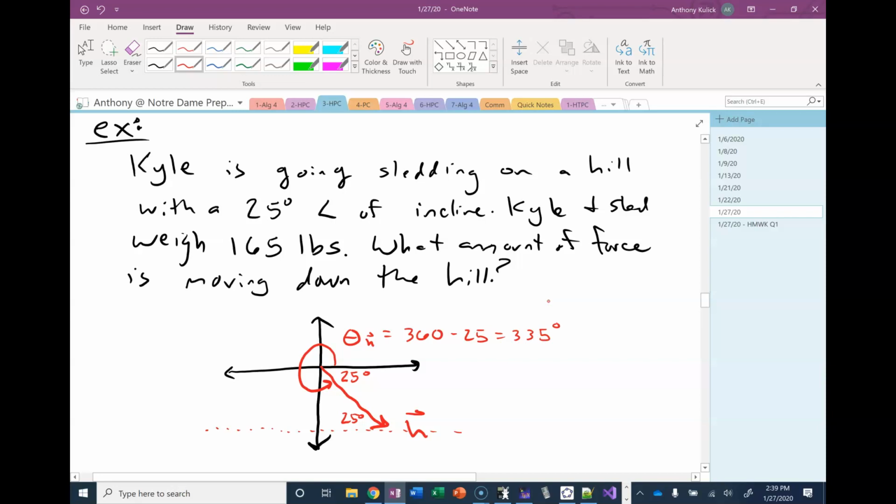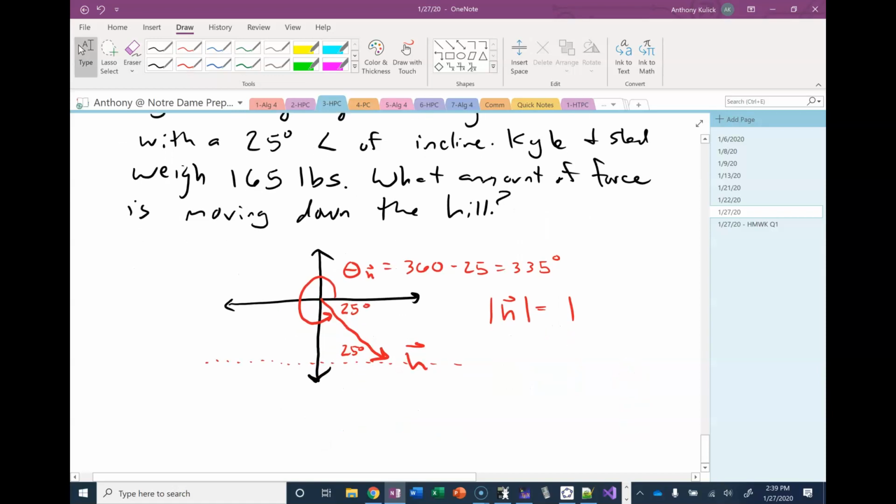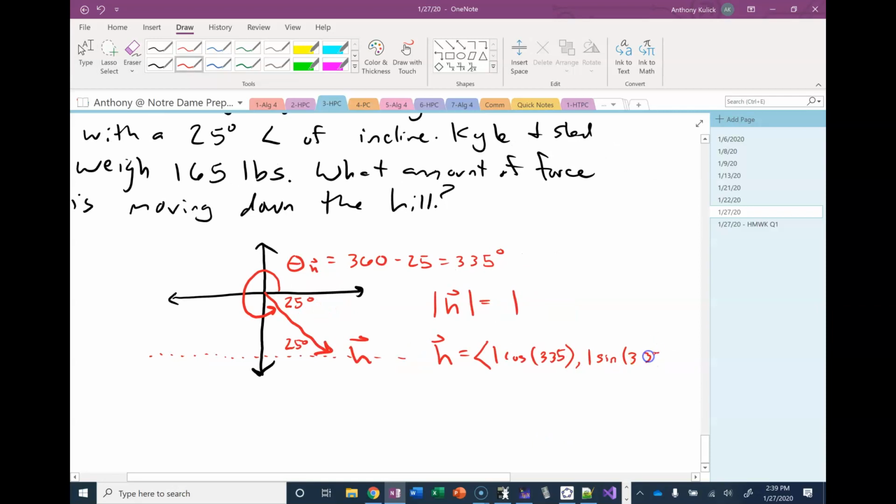Do we know anything about the length of this vector? No, right? So we get to pick the length. What do you suppose we should pick the length to be? 1. Great. I love it. It has to be non-zero, and the easiest non-zero number to work with is 1. So I can then take my vector H and resolve it into component form. Everybody okay there?